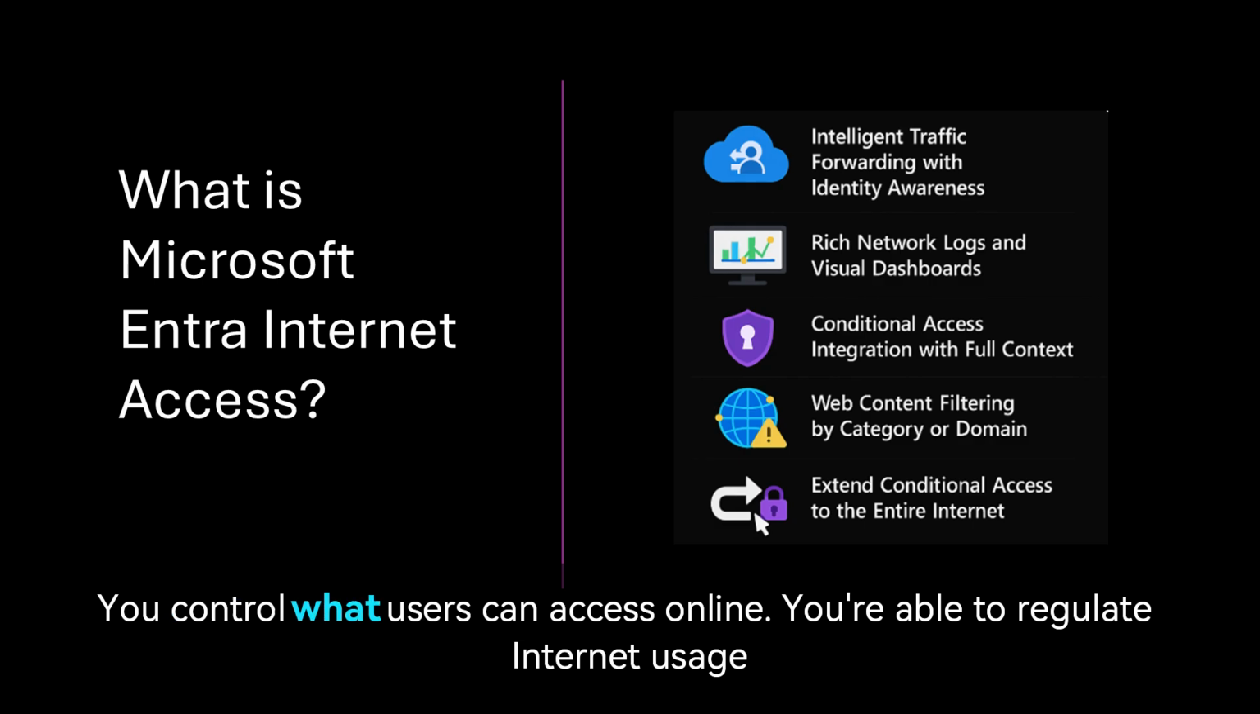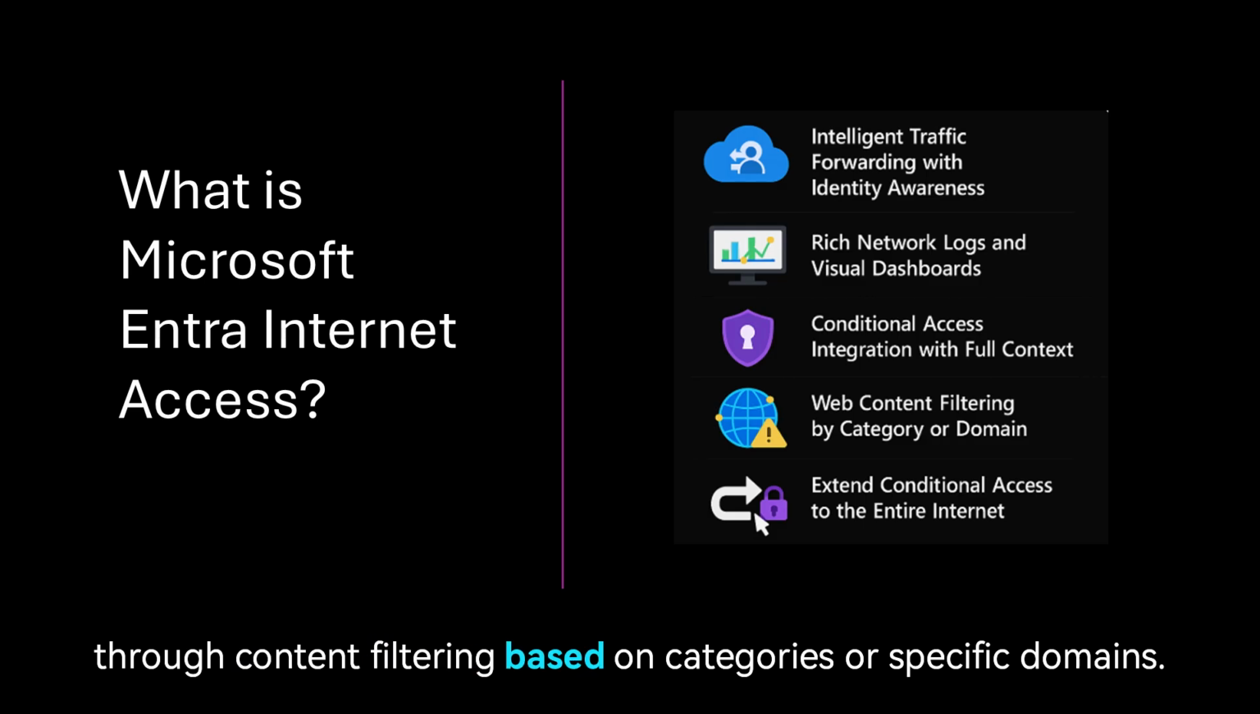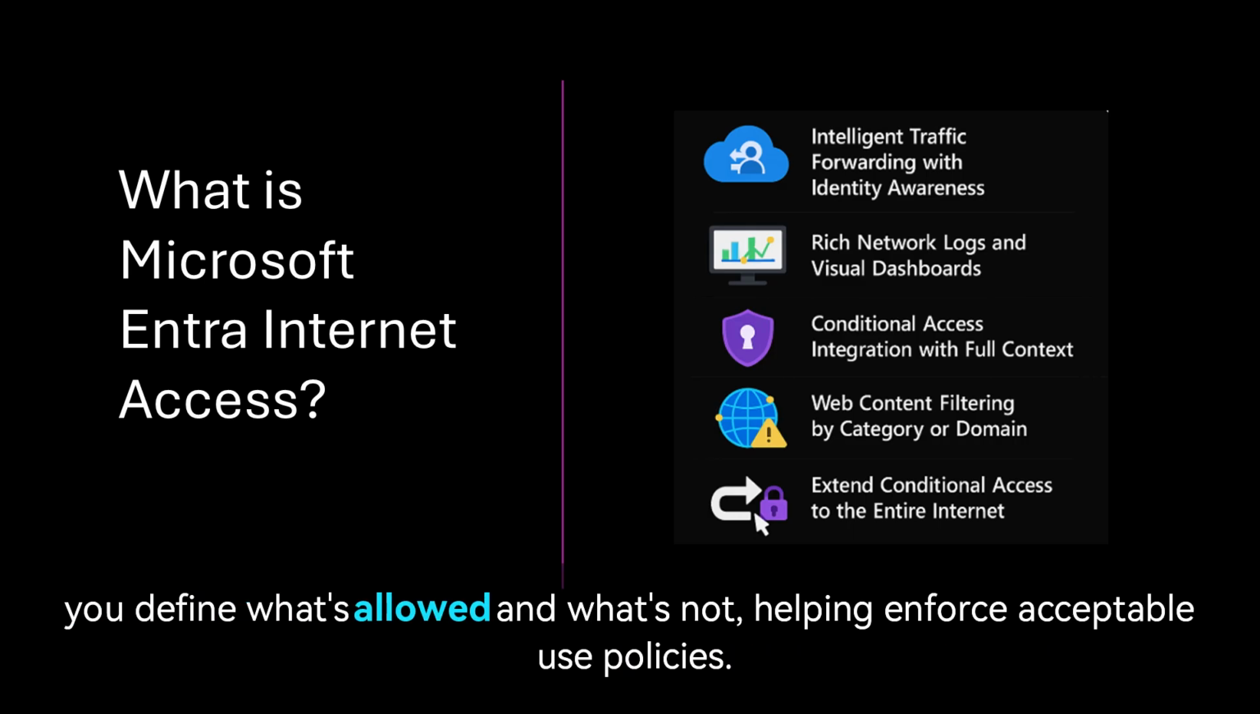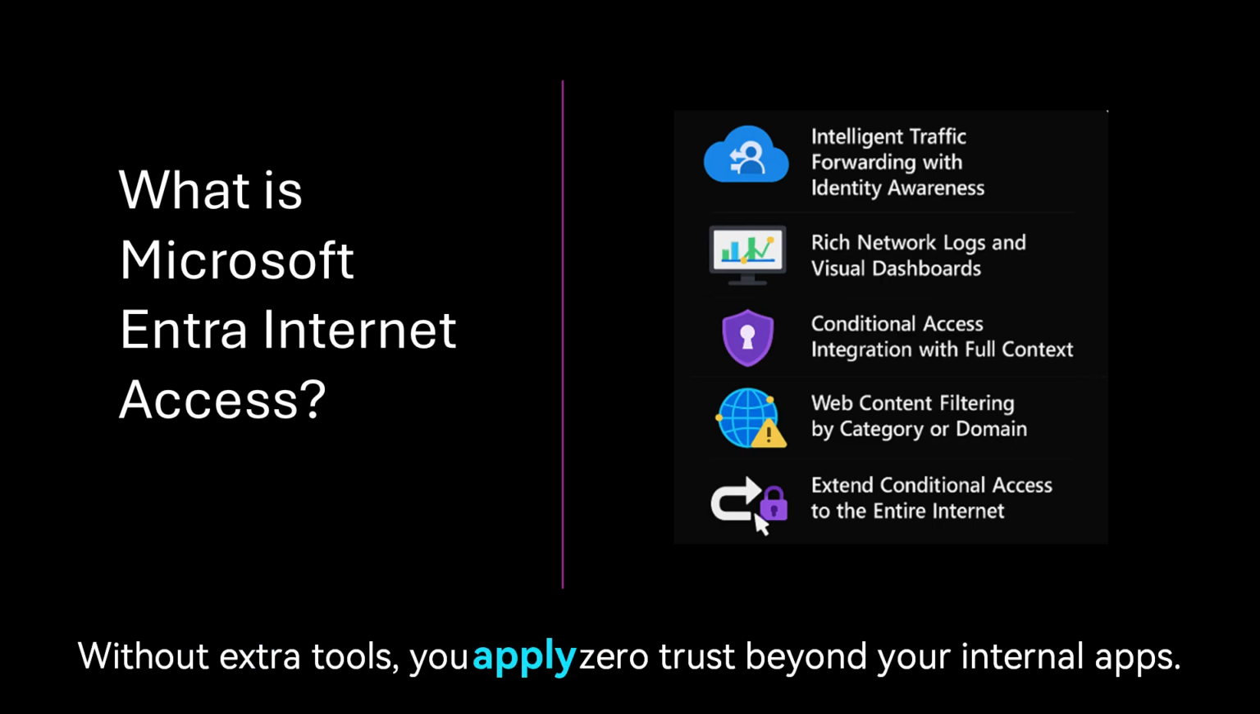You control what users can access online. You're able to regulate internet usage through content filtering, based on categories or specific domains. Whether users are on-premises or working remotely, you define what's allowed and what's not, helping enforce acceptable use policies without extra tools. You apply zero trust beyond your internal apps.